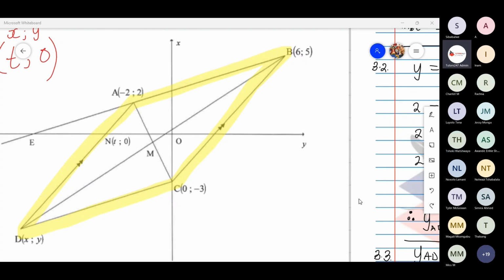Hi, sir. Yes, for the gradient of CD, can we also use the formula y2 minus y1 over x2 minus x1? Or must we automatically use the mx plus c? That is correct. You can use y2 minus y1 over x2 minus x1. It is 100% correct to use that formula. You will not be penalized. You will not be marked incorrect. You can use that formula.